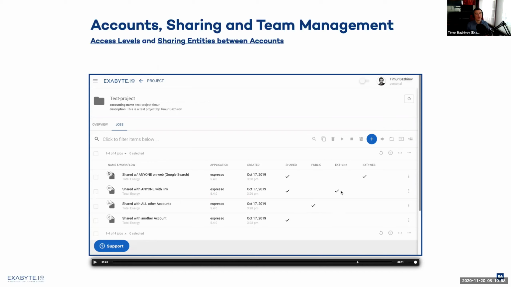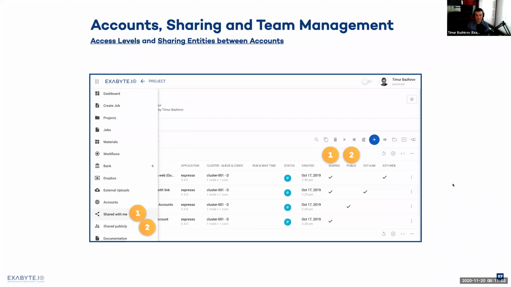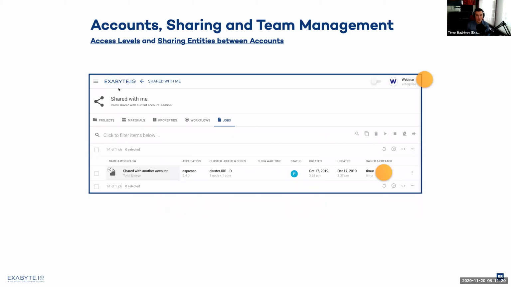Okay, that's how we can share information within the platform with the other people that we work with. So the shared items are shown inside one of the two panels, either inside the shared with me panel or inside shared publicly for the publicly shared entities. If we navigate to the shared with me panel, we can see that it contains multiple types of entries that we track. And if you navigate to the jobs, for example, here is how I can see the job that Timur created and then shared with the webinar account.